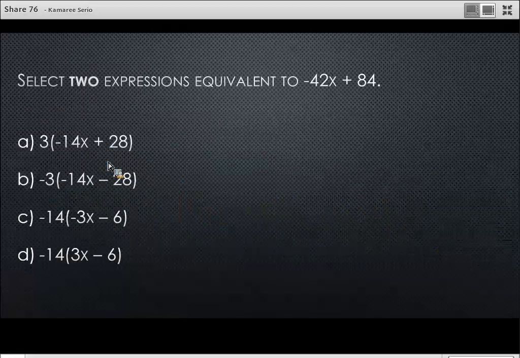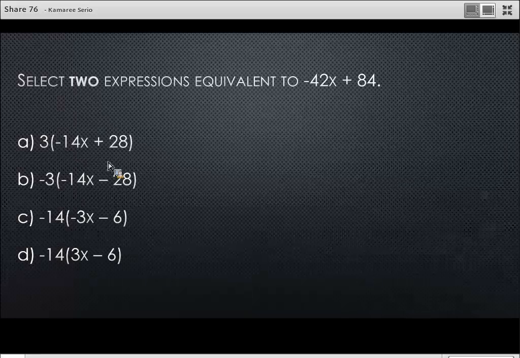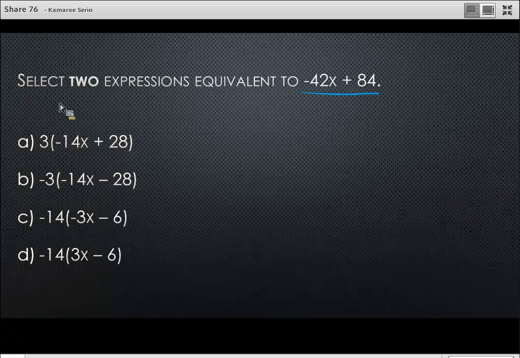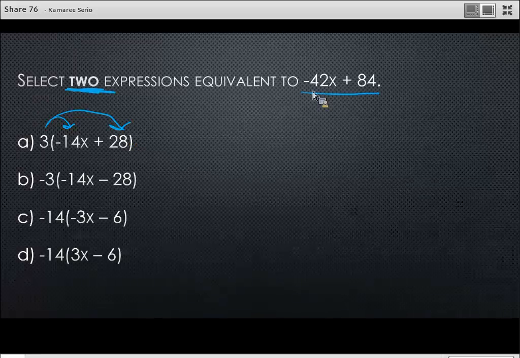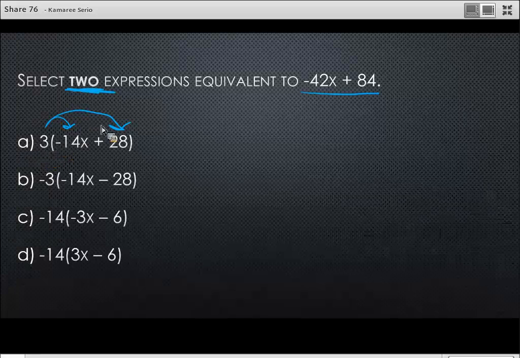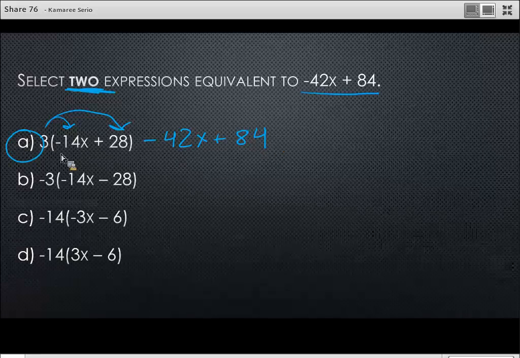All right, so these are the questions that you guys have on your exam checkpoint and probably workbooks where you're selecting which expressions are equivalent to this given one. Okay, so here we're selecting 2. So when you are given these, guys, what I would do is honestly, I would just go in and multiply and distribute everything and see which answers give you this up here. Okay, so if I have 3 times negative 14, this is negative 42x, and 3 times 28 is 84. So A is one of them.